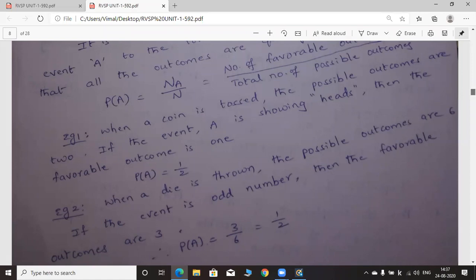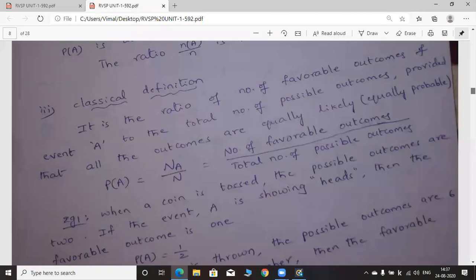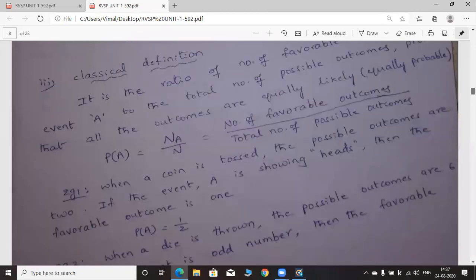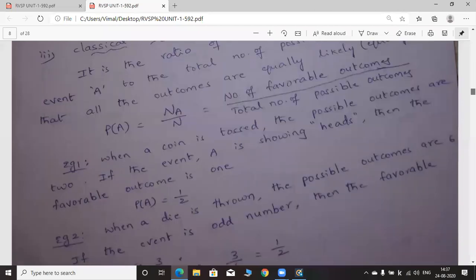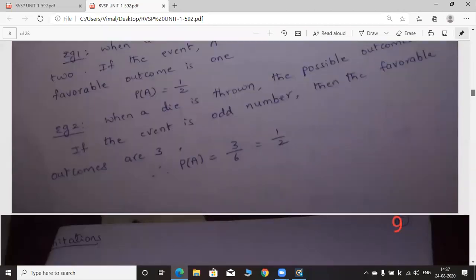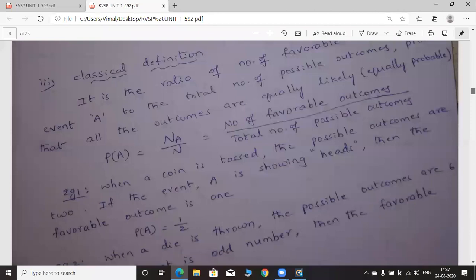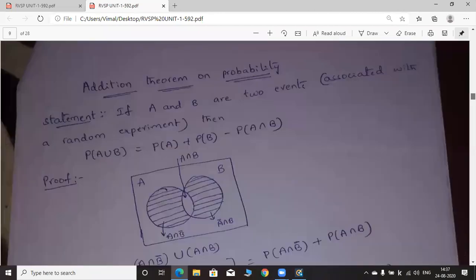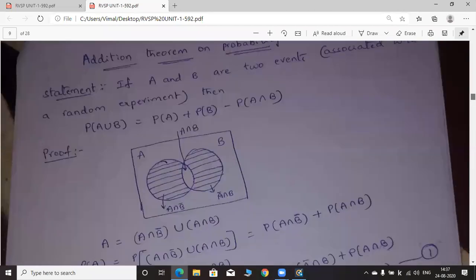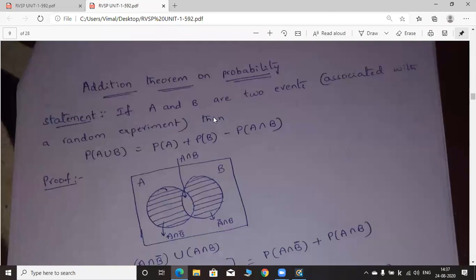So this is called the classical definition. Very, very easy and important definition also. So the number of favorable outcomes by total number of possible outcomes is the formula for calculating the probability according to classical definition. Next, let us start the addition theorem on probability.